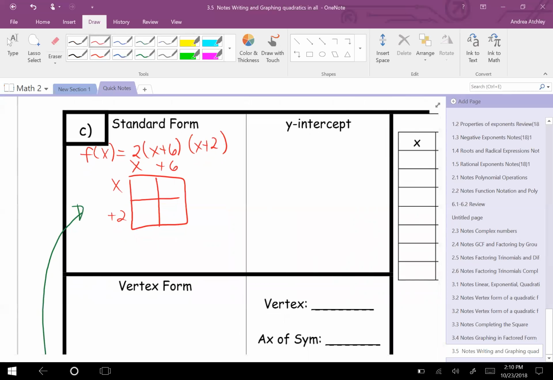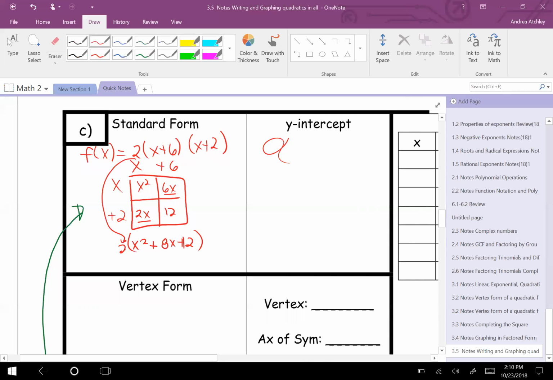Okay, you guys multiply that out where my pen decides to work. Oh, there we go. Okay, x squared, 6x, 2x, 12. So I have x squared plus 2x and 6x is 8x, plus 12. Don't forget to bring down the 2 now and distribute that 2.